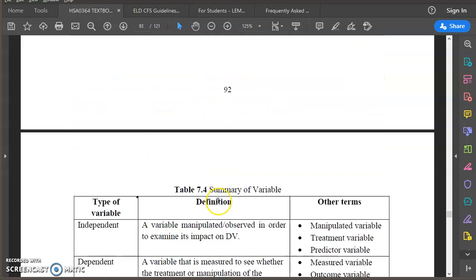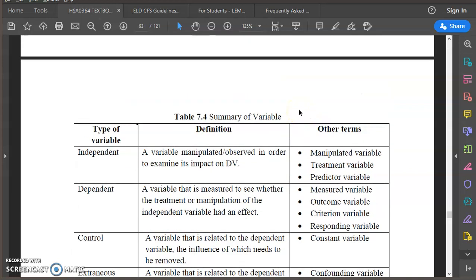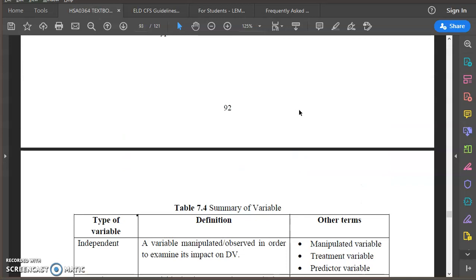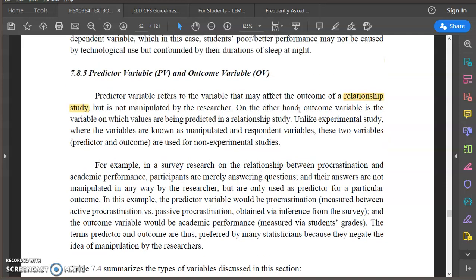Now if you look at the following page, you will see there's a table of a summary of a variable, and it says here independent variables. The other terms is predictor variables. Dependent variables, the other terms are outcome variables. So are they the same? No, they are not the same. They serve almost the same purpose, but it's used in different types of research.